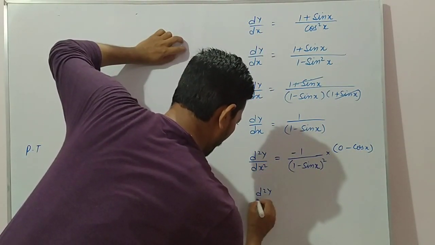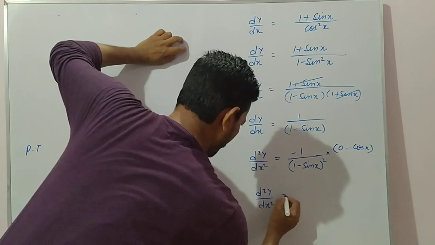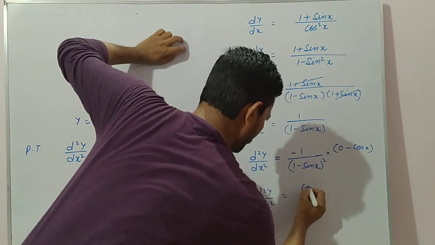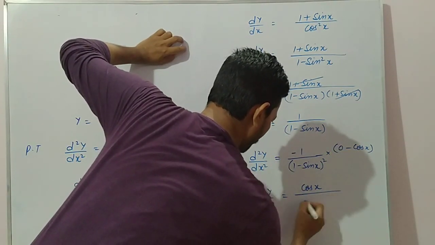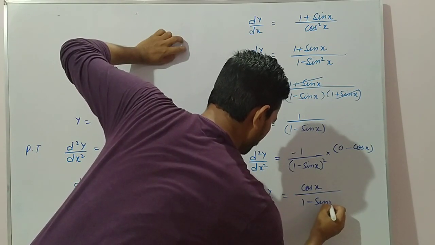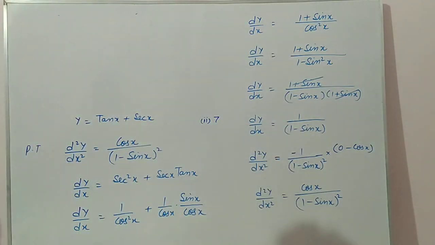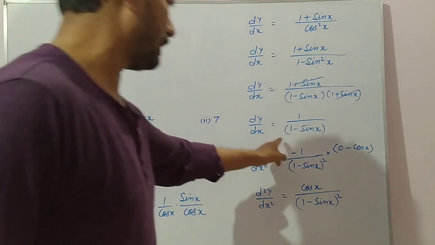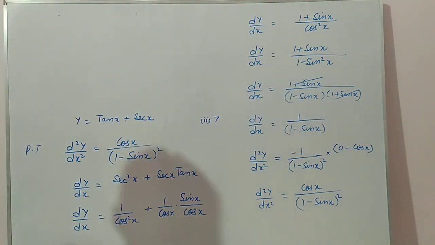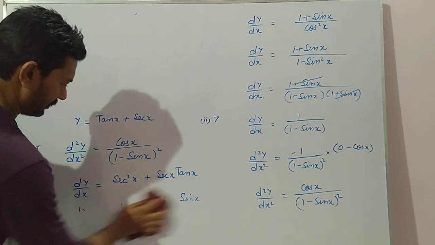So d2y by dx square equals cos x by (1 minus sin x) the whole square. So this is the required proof. First of all we convert into cos x, take the first differential, then convert that into sin and cos, simplify that, and differentiate once more. Okay. Next.